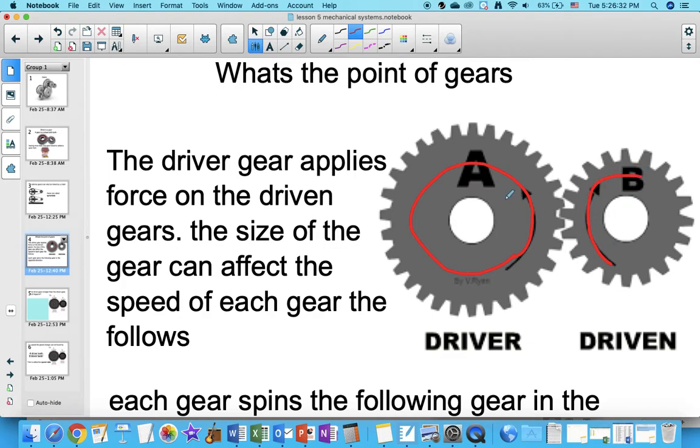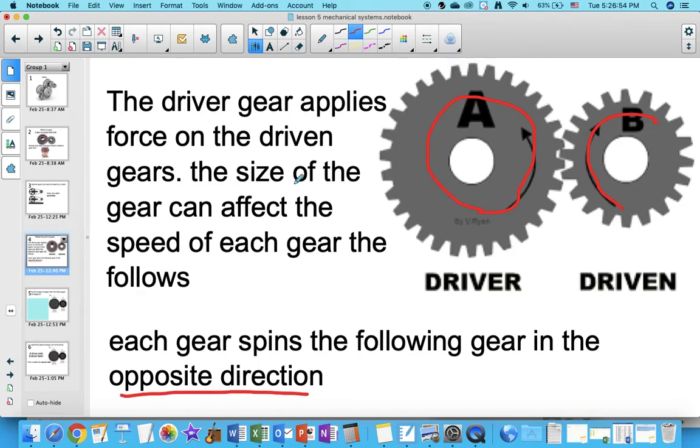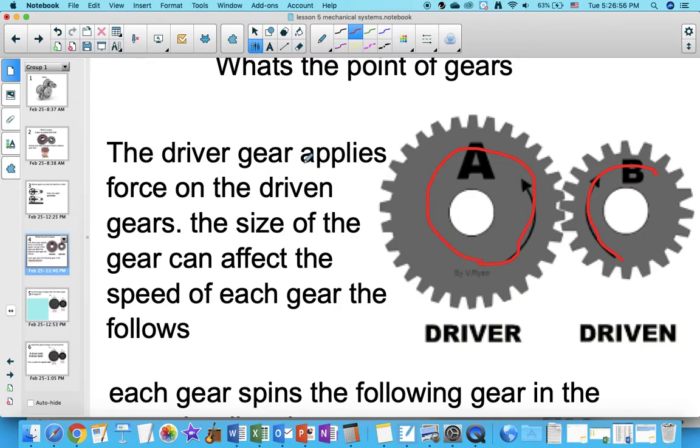Now, you may notice that as this gear is rotating counterclockwise, the gear directly after it will spin clockwise. So each gear following the next will spin in the opposite direction. Gears spin in opposite directions from the ones next to them. So the driver gear applies the force on the driven gears.